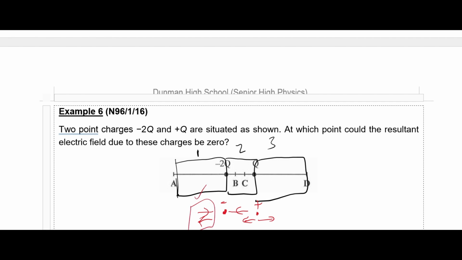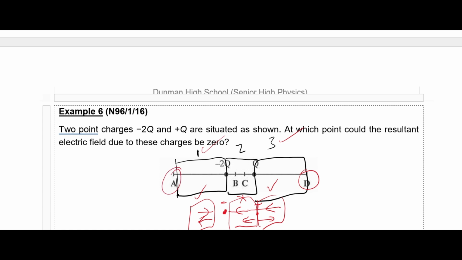The answer is possible. If we look at region 2, which is these 2 vectors over here, can the field be 0? The answer is no, because they are in the same direction, so they must sum. Finally, in region 3, let me check for the -2q, because if you extend this, you realize that it's in this direction. So this region is also possible. So the answer must lie between region 1 and region 3, which means it's either A or D now.